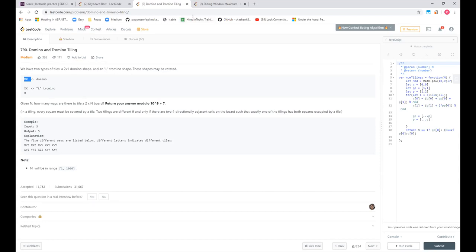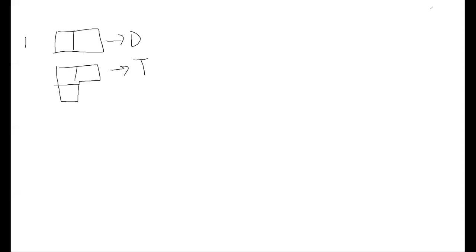Let me share my whiteboard. So essentially the problem is a 2 by n board. I'm just going to explain the problem here. So you have two kinds of bricks. One is a domino, and then you have another which is a Tromino. Now this is essentially a 1 cross 2, or if you look at it the reverse way, it's 2 cross 1, and this is another way of looking at Tromino.